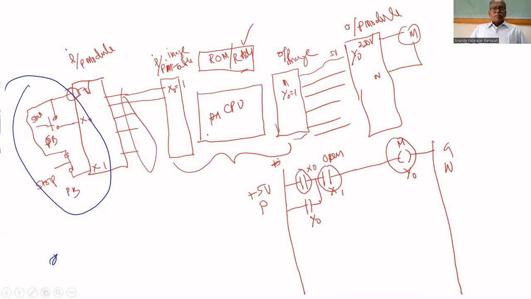Write a PLC program for turning on and off a staircase lamp using ladder logic. So we have to write a program to turn on and off a staircase lamp. Staircase lamp, how does it work?